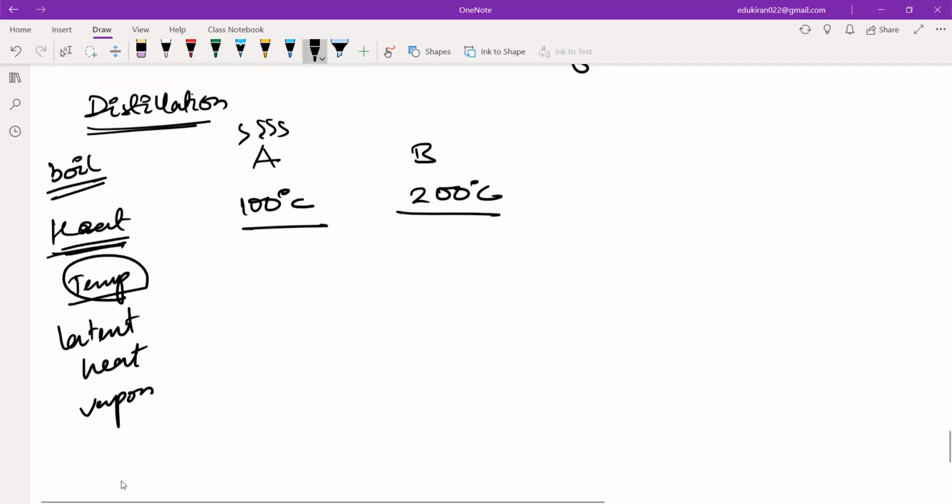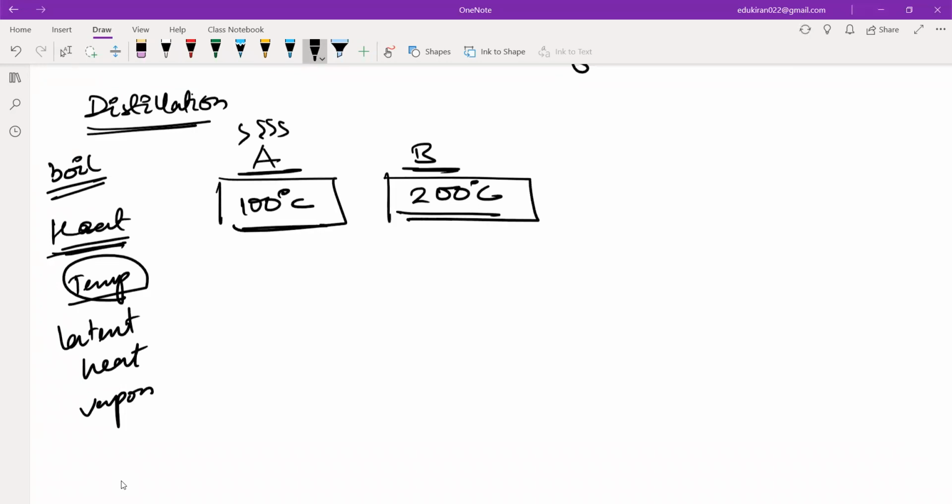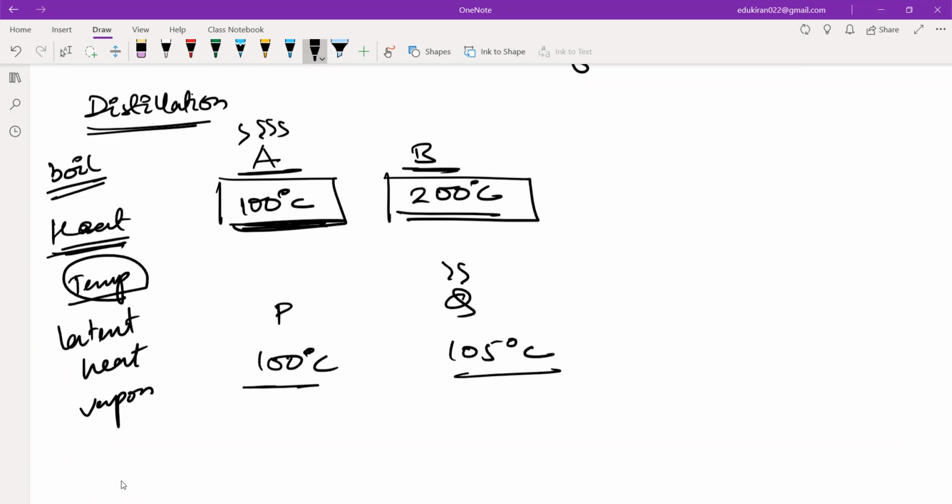Now, what is the basic difference between A and B? There is a difference in the boiling point. If there is no difference, for example, if we have two different liquids, let us say P and Q, where P has 100 degrees Celsius and Q has 105 degrees Celsius, then the chances of Q molecules also getting evaporated at 100 degrees Celsius are very high. That is why even if we reach 100 degrees Celsius, we cannot say that the vapors forming will be only of P, because some vapors will form for Q also, and that is why we will get contaminated water.